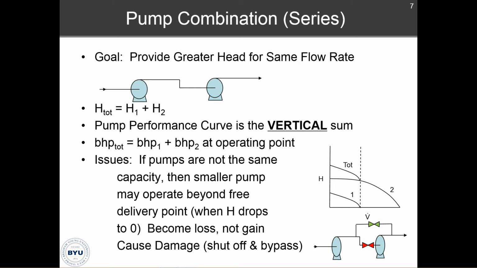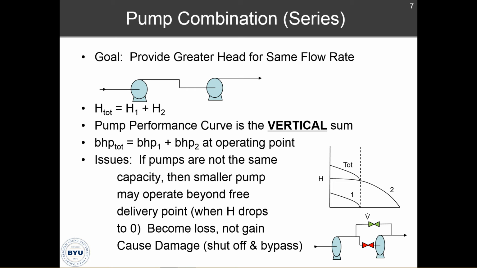So if we draw a system curve, just like with pipe networks, where we have the head on the left side and the volumetric flow rate along the bottom, this means we add the two pump performance curves vertically. Okay, so this is similar to pipes in series.